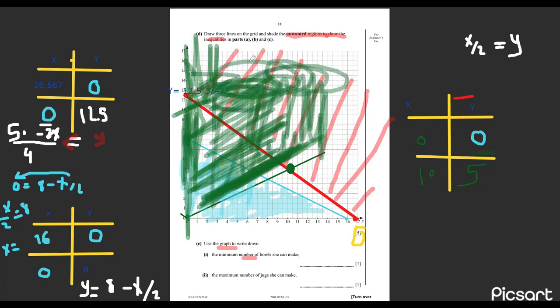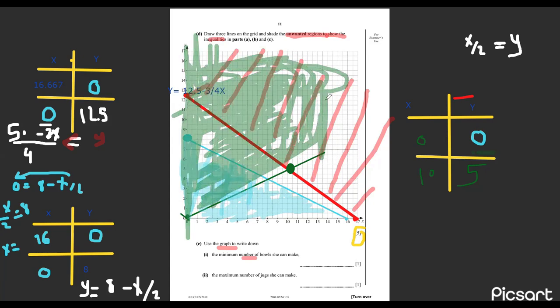And here, draw 3 lines on the grid and shade the unwanted region. So what they want us to do is shade this. So this is the area they want us to shade. So I need to shade this part here. This will be the empty or the connected region, the empty part. And we are going to shade this. I think it's clear.